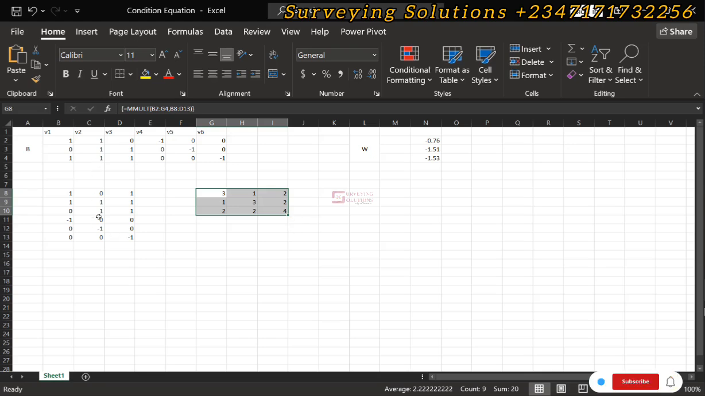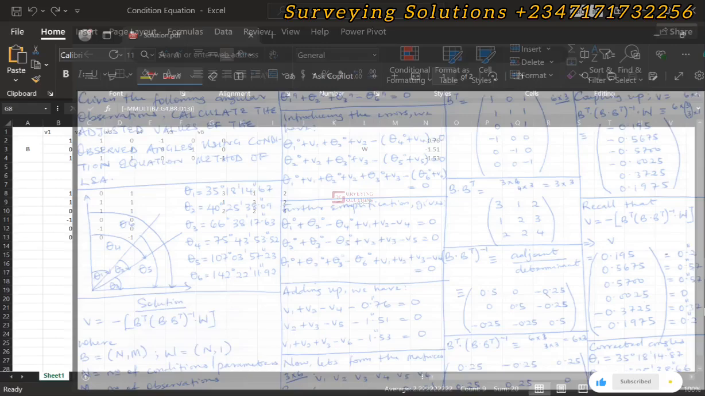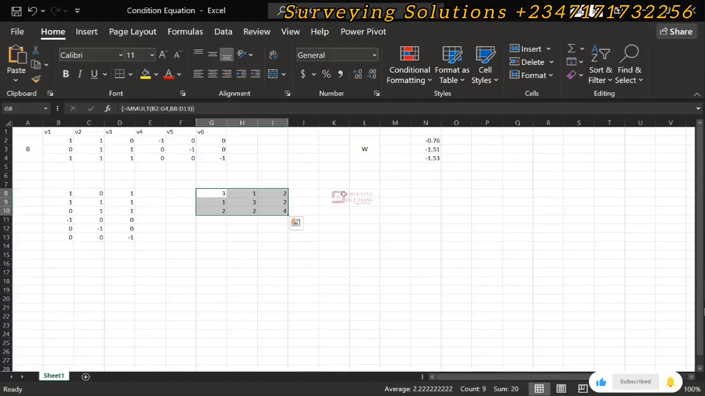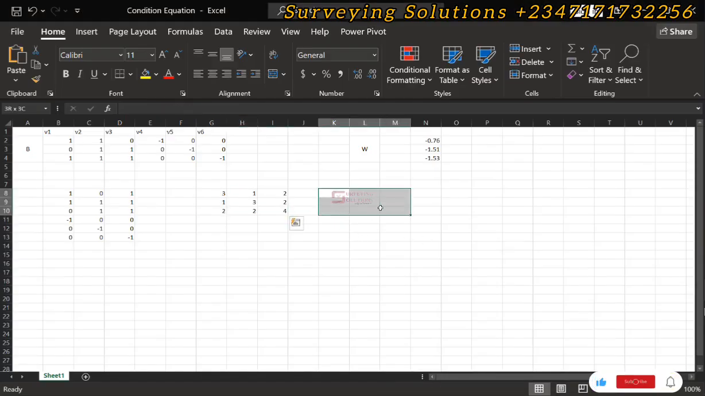Good. So the next part is to find the inverse of this product, and the inverse is simply the adjoint over the determinant, right? We have told you to check the description section so that you can see the manual methods of carrying out this procedure. So we are now going to find the inverse of this last product. So we come back here. The inverse will still be a 3 by 3 matrix.